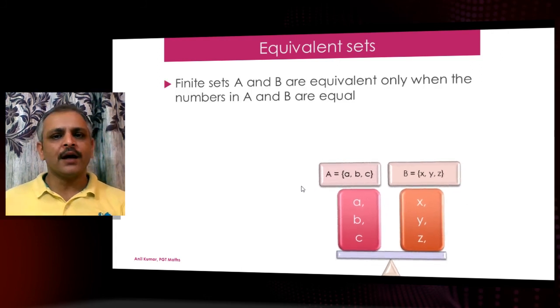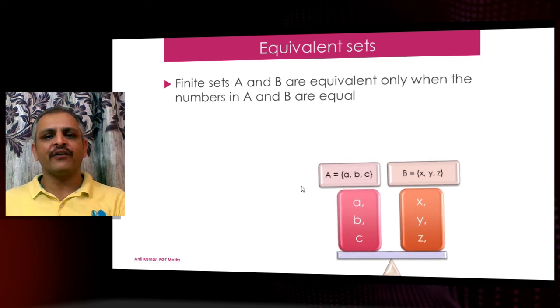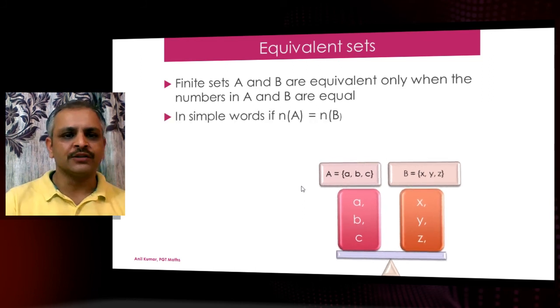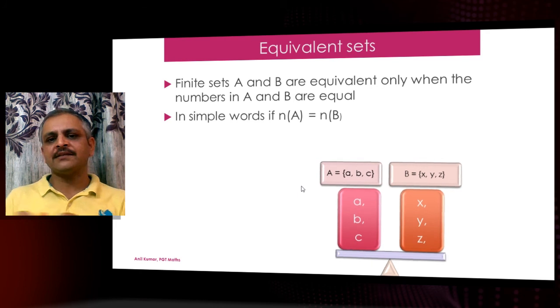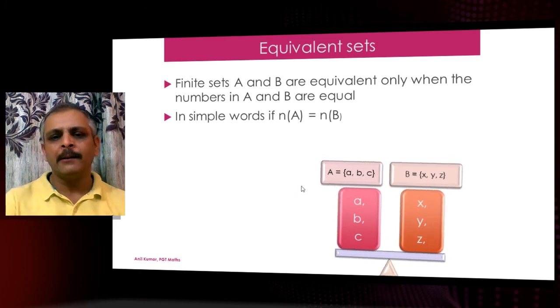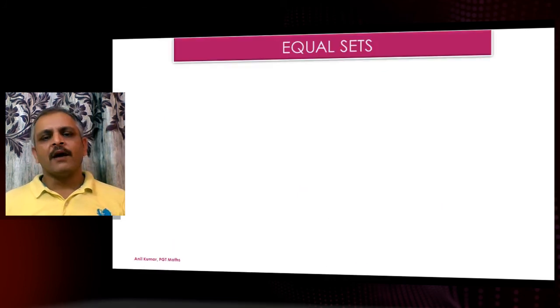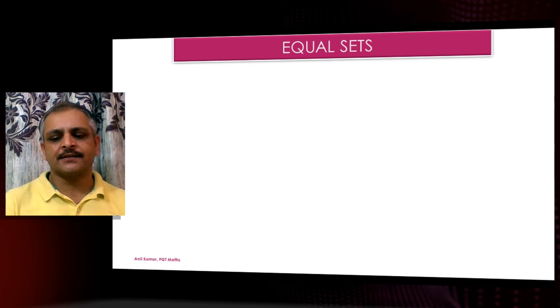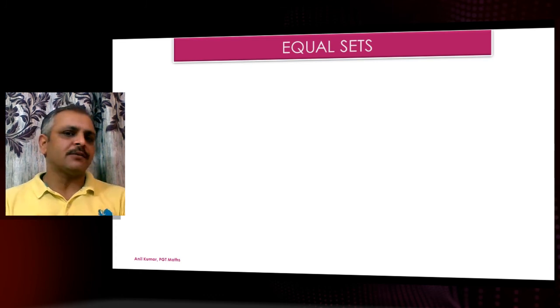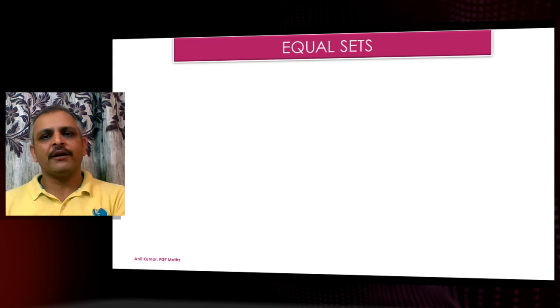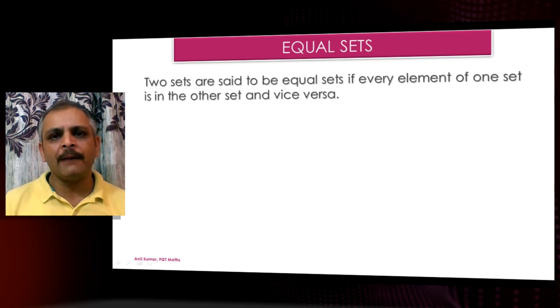Finite sets A and B are equivalent only when the numbers of elements of A and B are equal. So in simple words, I can say that the number of elements in A is equal to the number of elements in B. Our next concept is equal sets. Earlier we discussed the equivalent set. Equivalent means the number of elements was equal. And what will happen in equal sets?